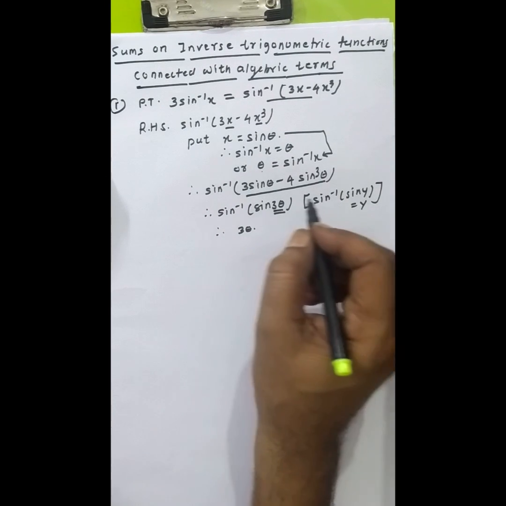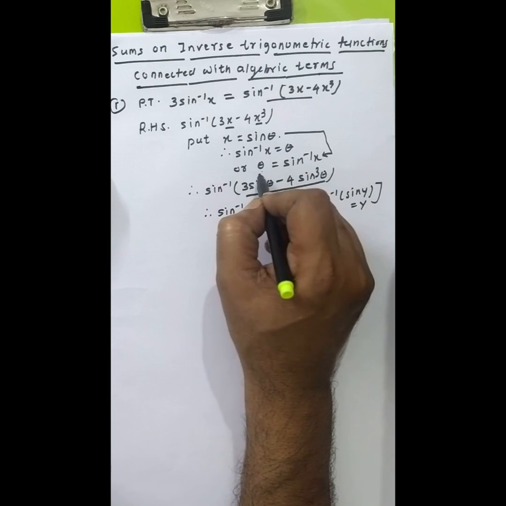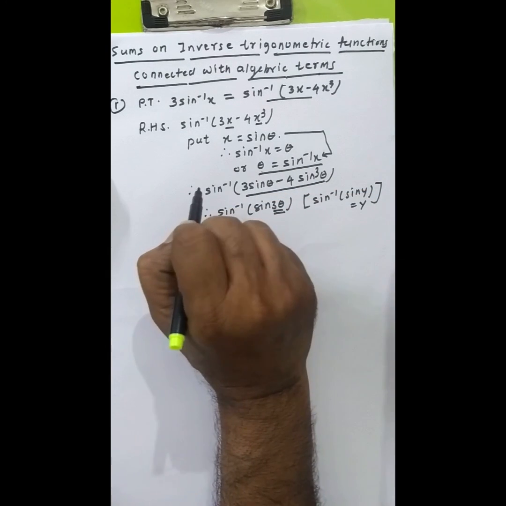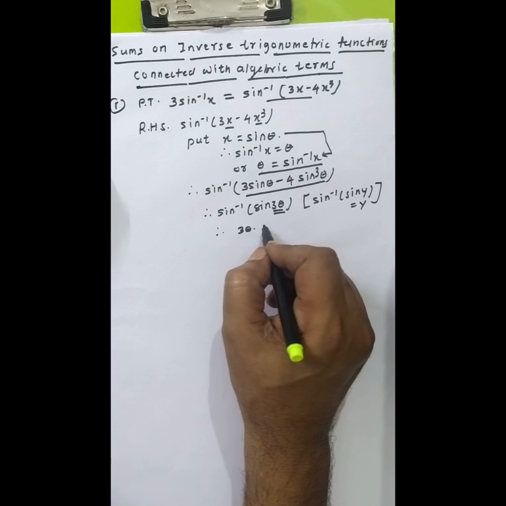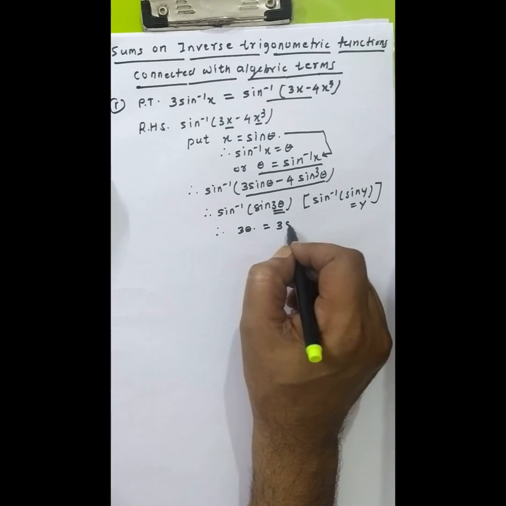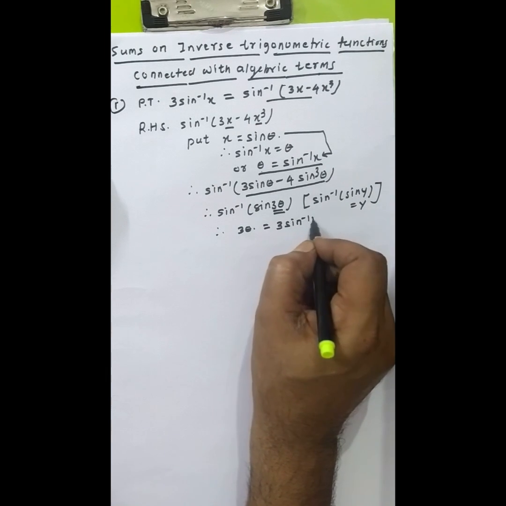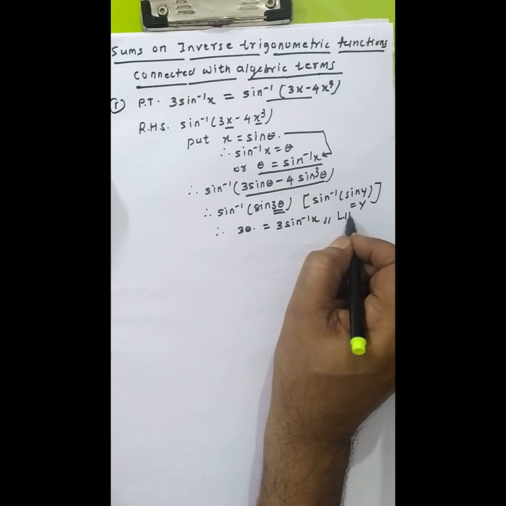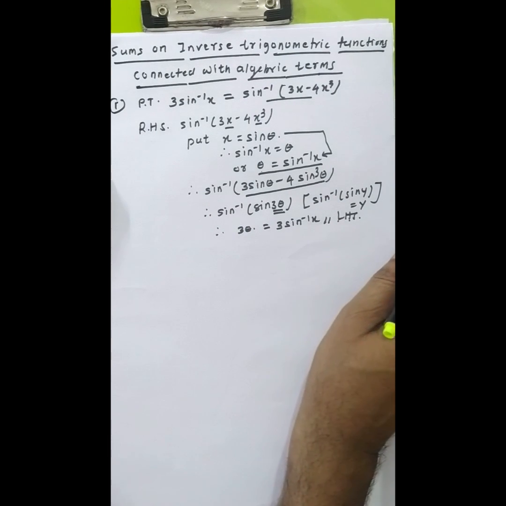Now what is the value of theta? Theta is sine inverse of x. So we can resubstitute this as 3 times sine inverse of x, which is your left hand side.